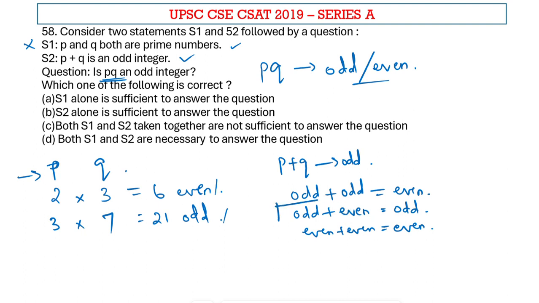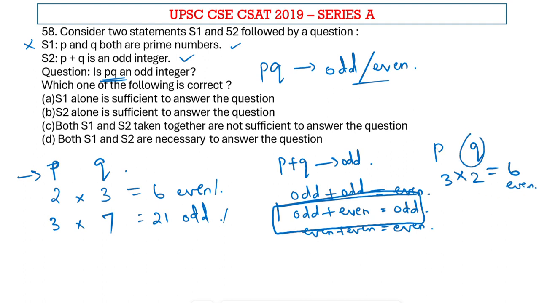Now they have said that P plus Q is an odd value, so this is what has happened. Let's say P is the odd value and Q is the even value. Let's say P is 3 and Q is 2. Now can we say that P cross Q is odd or even? P cross Q is 6, which is even. And for any value you consider, since Q is an even number, any value multiplied with an even number is only going to give you an even number.